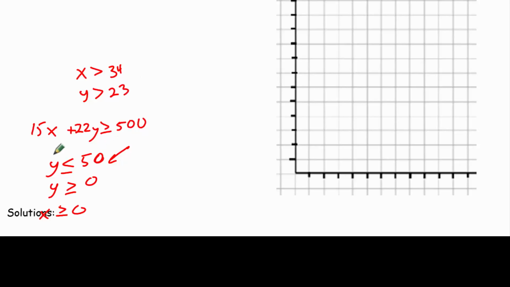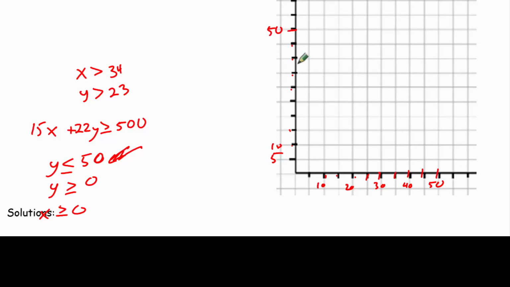All right, so what else do we know? Well, we have to get to 34 and 23, and our y has to be below 50. So we need to make sure that these axes go all the way to 50, and we don't really need anything higher than that. So if we go 5, 10, 15, 20, 25, 30, 35, 40, 45, 50, I think we can do this. Each tick marks 5. So here's our 50.